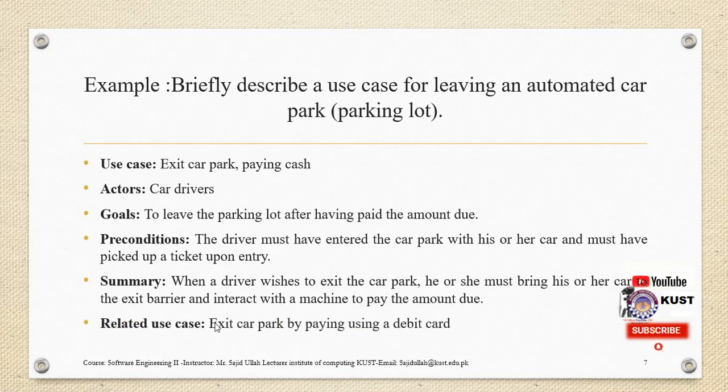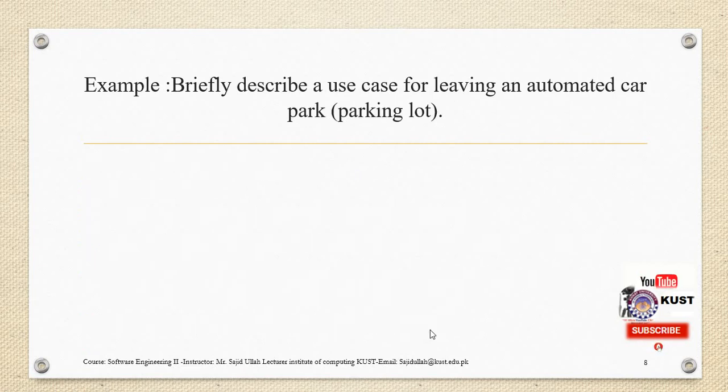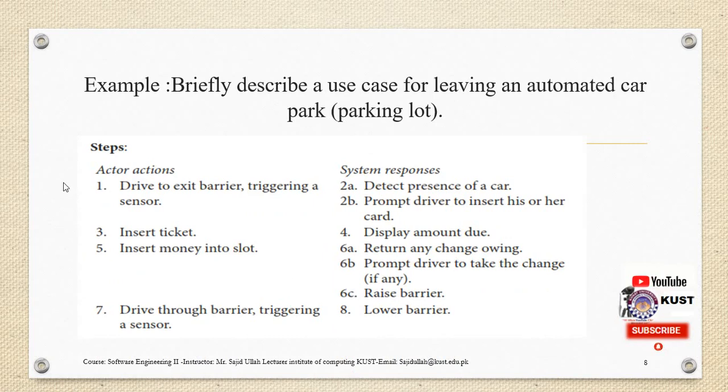Summary. When the driver wishes to exit the car park, he must bring his car to the exit barrier and interact with the machine to pay the amount due. Related use cases. Exit the car park by paying using a debit card. You can pay the amount by 2 ways. One is by paying cash and second is by using the debit card.